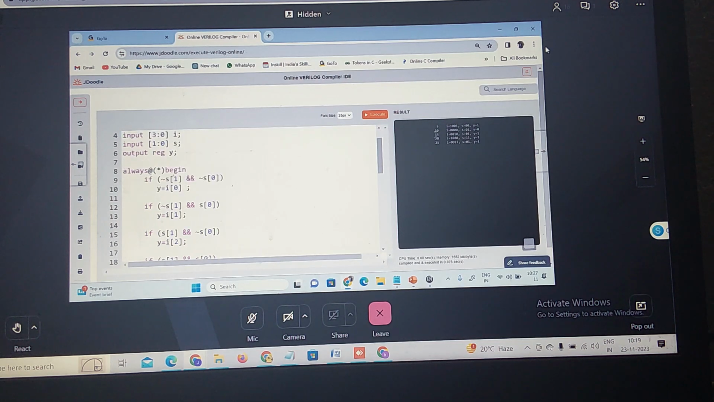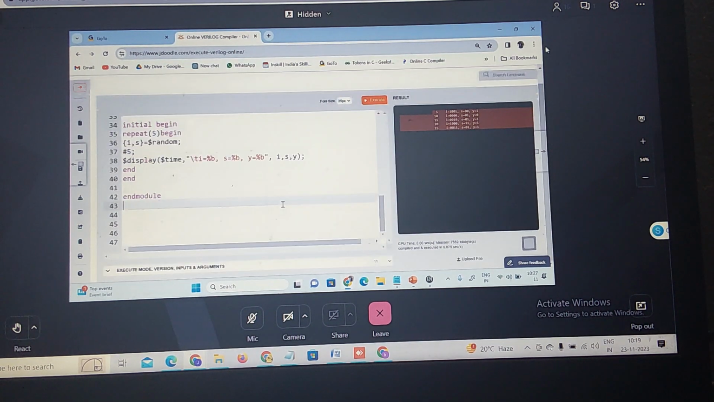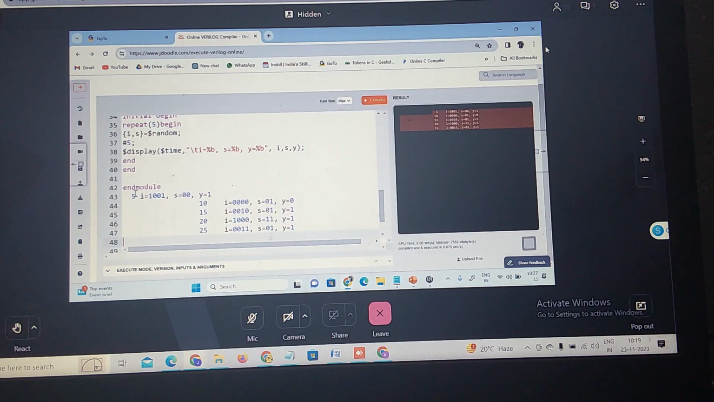See, now this is working as what? Multiplexer. Let us copy this output here and analyze. 0 means what it has to select: I0. 0 1 means what? I1. 0 1 is I1. 1 is I3. 0 1 is I1.